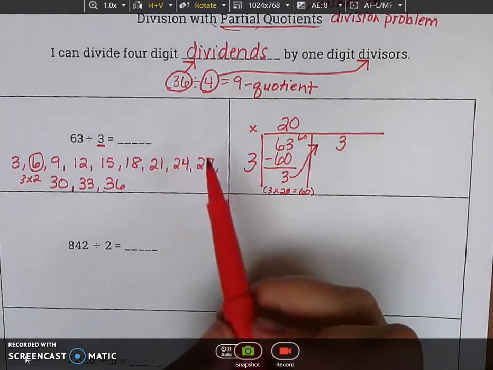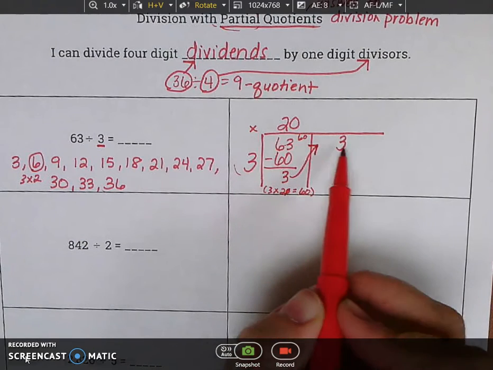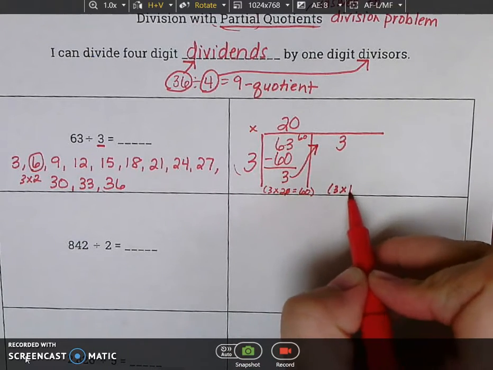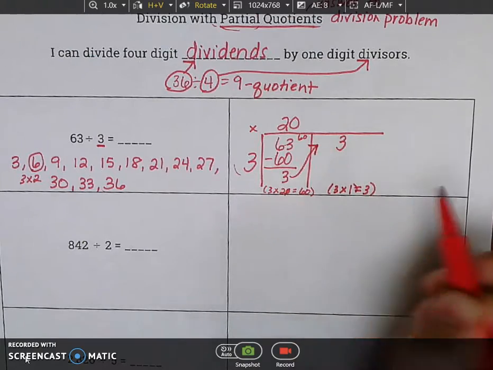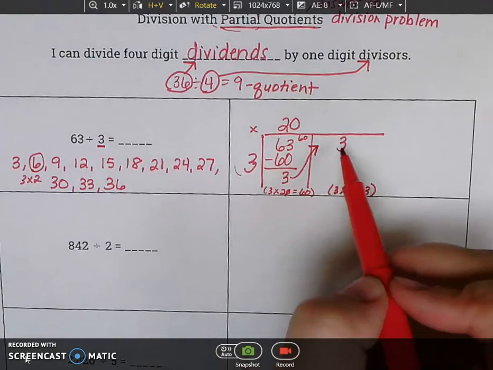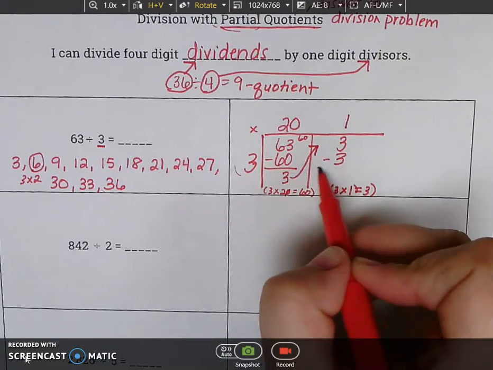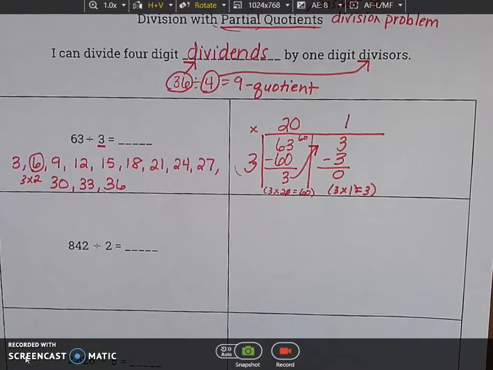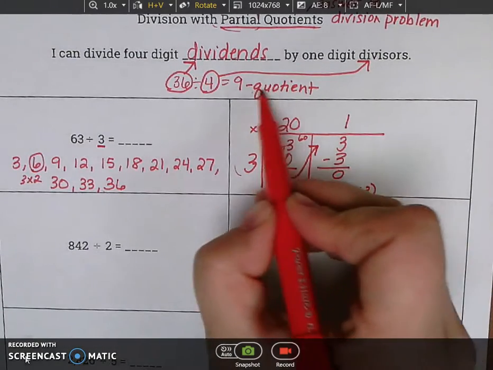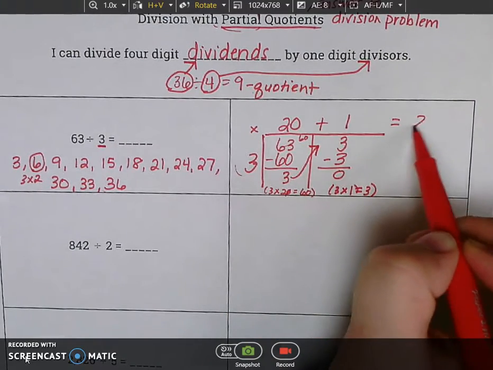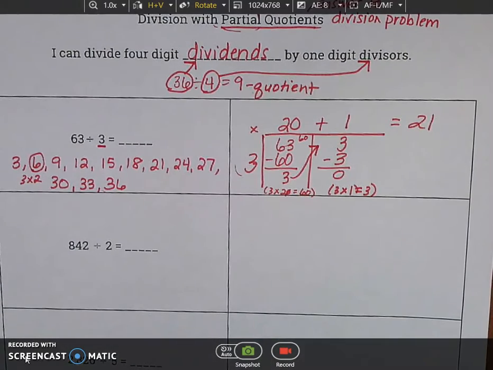Now I just have to figure out how many times will 3 fit into 3. Well, that's an easy one because I know that 3 times 1 is 3. So 3 will fit into 3 one time. 3 times 1 is 3, and I'm left with 0. So to get my quotient, or to get my answer, I'm just going to add across the top. 20 plus 1 is 21.